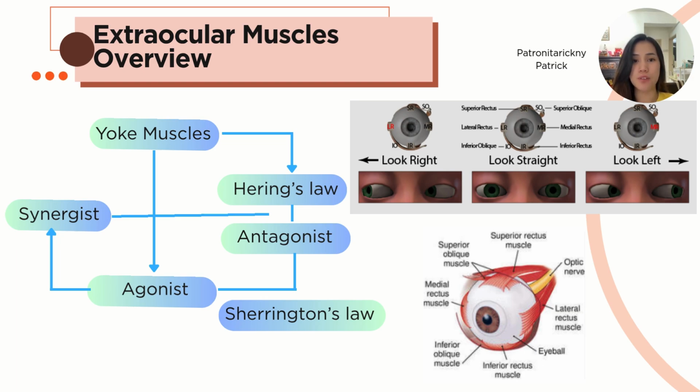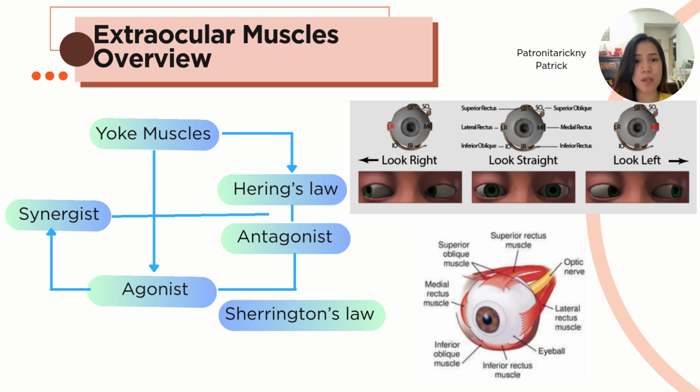For example, if you look toward the right, the right lateral rectus pulls the right eye outward, and at the same time, your left medial rectus pulls the left eye inward. This cooperation is controlled by the brainstem through Hering's law of equal innervation, ensuring that yoke muscles receive equal nerve stimulation for coordinated movement.